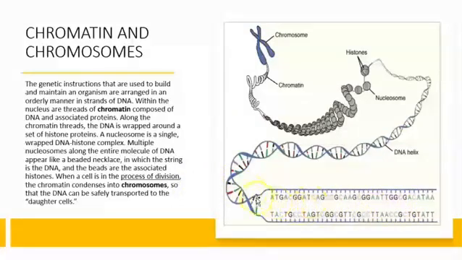So when the cell is performing the jobs that it needs to perform every single day, the genes that your dad and your mom gave you are going to be in this form, which is the chromatin. You see, it has no particular shape. It's just like spaghetti. But then when the cell is going to divide, all this chromatin is going to condense. After the condensation, it is going to give you the chromosome.